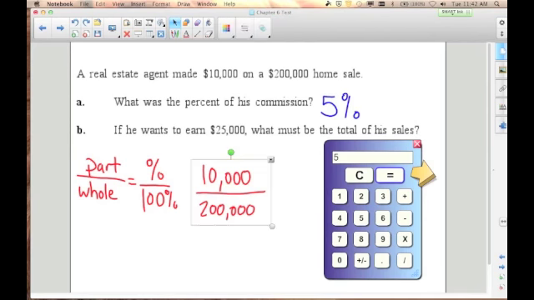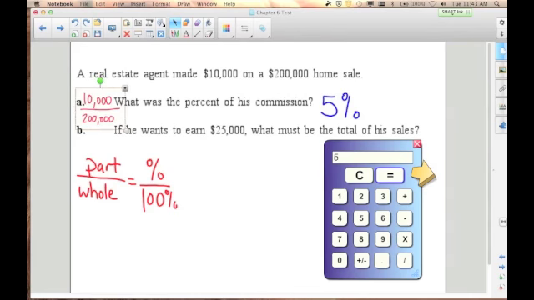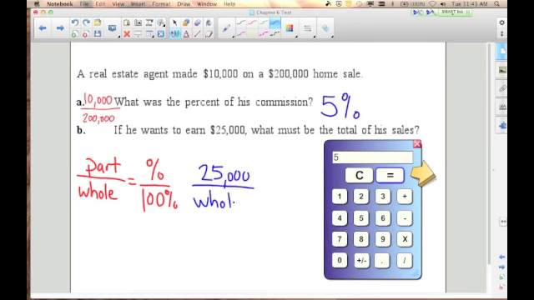Someone's commission doesn't really change very much. So he's not going to earn a bigger commission. He's not going to get more money as a percentage. So it's not an option for his percent to go up. In order to earn $25,000, he has to sell more houses. He has to sell more money.